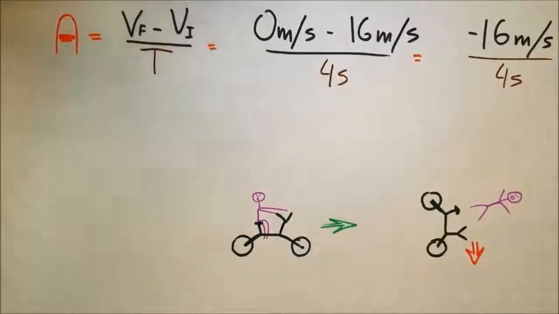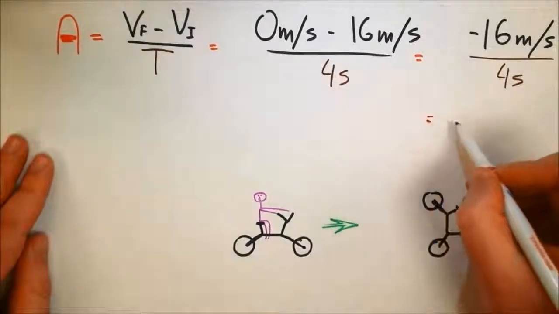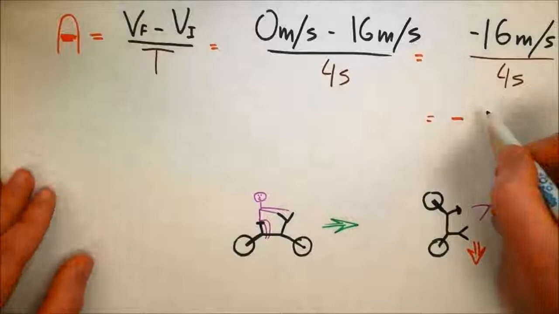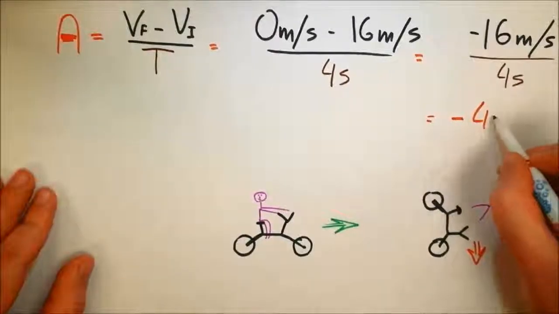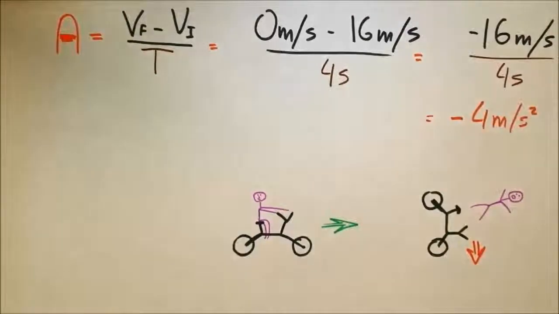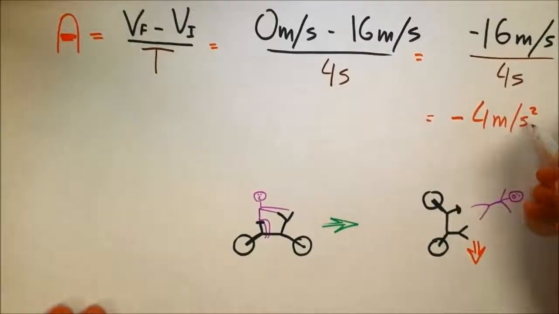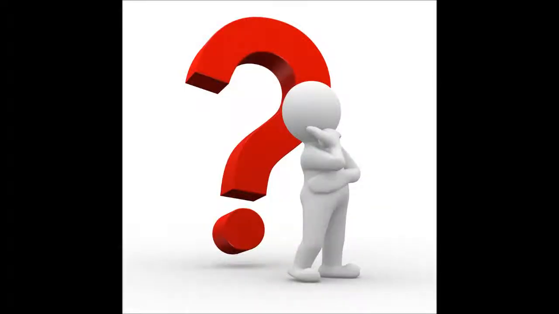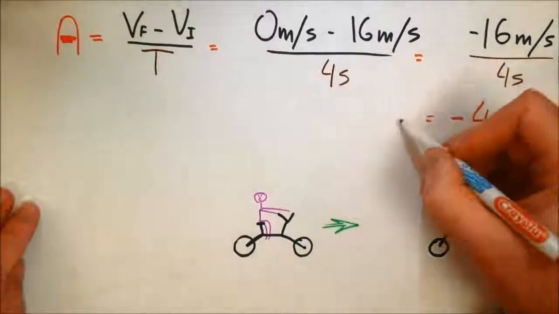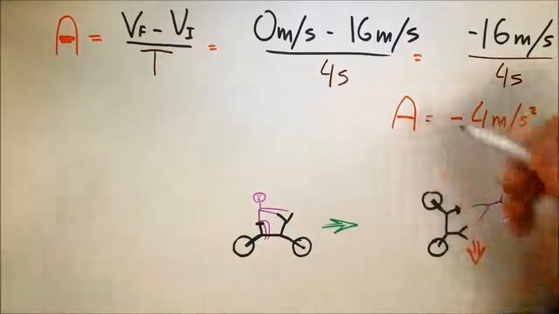You're dividing a negative number by a positive number. Rules of pre-algebra state that your outcome will be negative. And 16 divided by 4, we're not going to go into detail here. It's 4 meters per second squared again. It's a negative number, which tells us what? For acceleration, it's a negative acceleration or a deceleration.